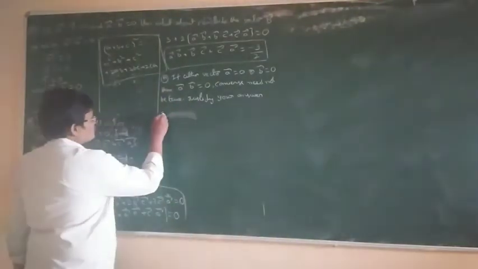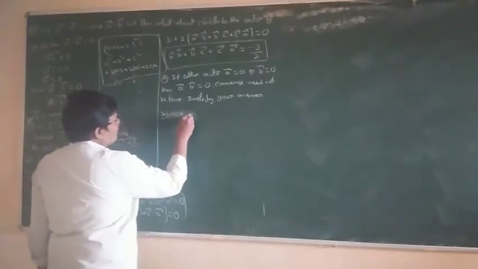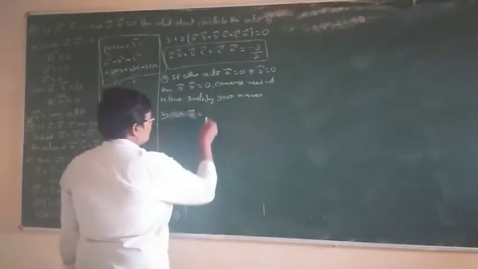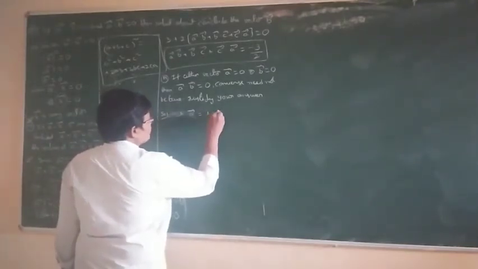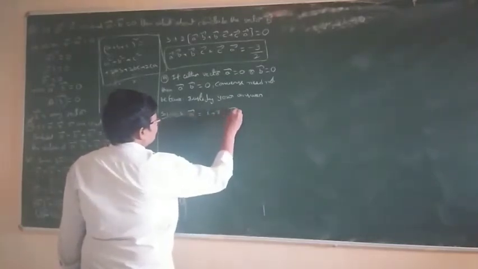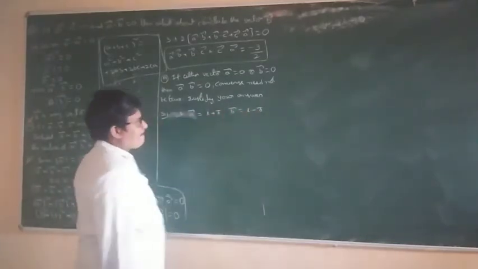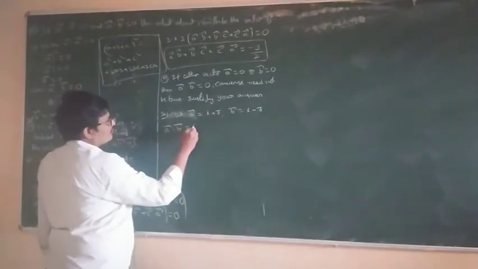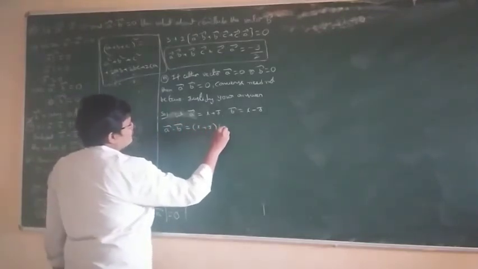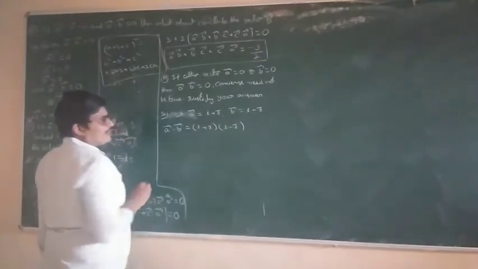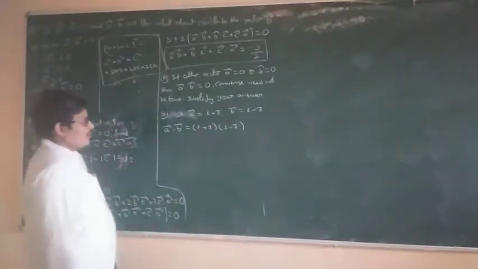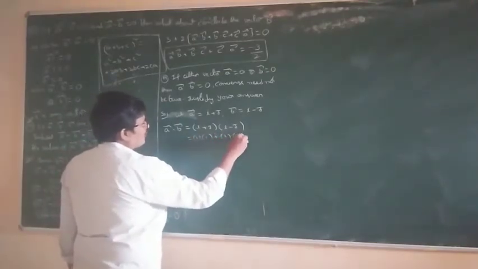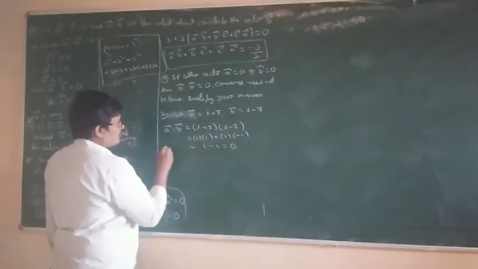Okay, so solution. Let a bar is equal to I plus j, b bar is equal to I minus j. So a bar dot b bar is equal to I plus j into I minus j. How to find out dot product? I 1 into 1 plus 1 into minus 1. So 1 minus 1 equal to 0.